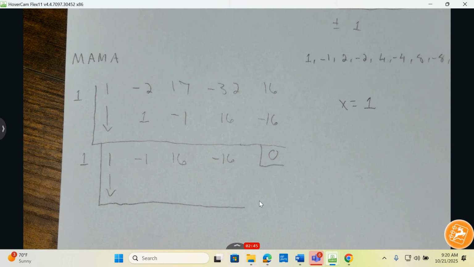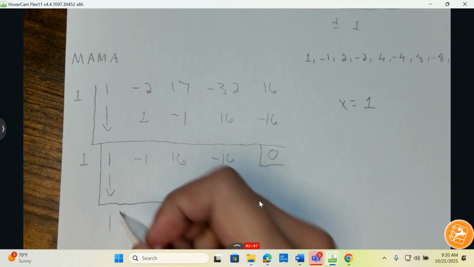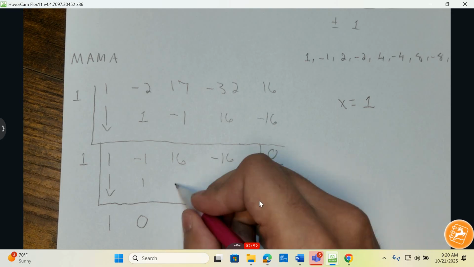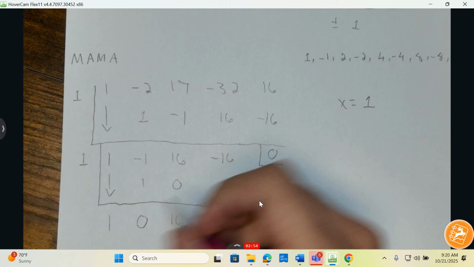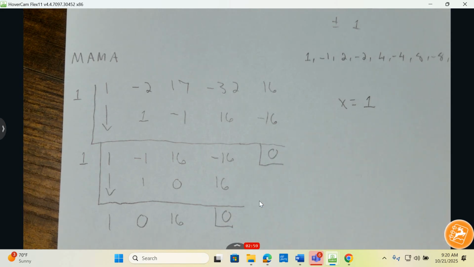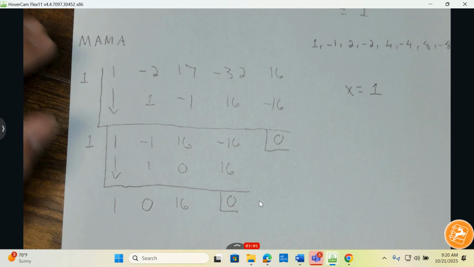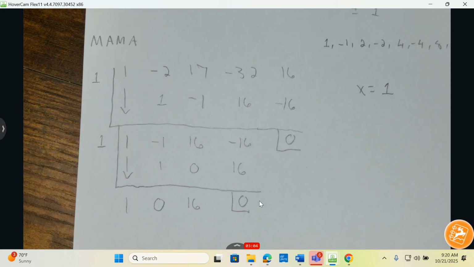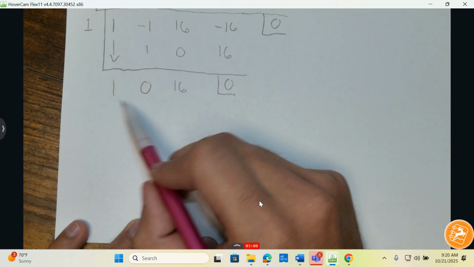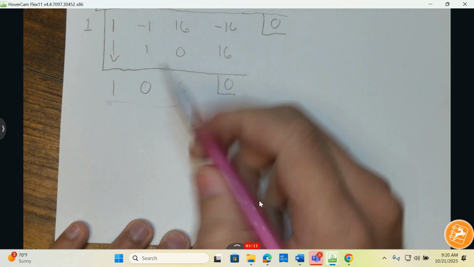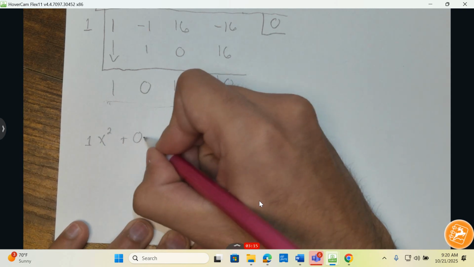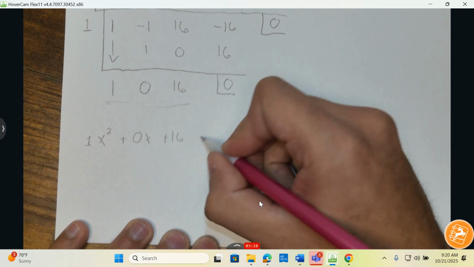So right here, we're going to do MAMA again, bring down that 1. 1 times 1 is 1. Right here I get 0. 1 times 0 is 0. 16 plus 0 is 16. I do that, and then I can see that this is also another solution. So let's see if I could make some space right here. Okay, so from there, I have this right here. I could rewrite this as 1x squared plus 0x plus 16.